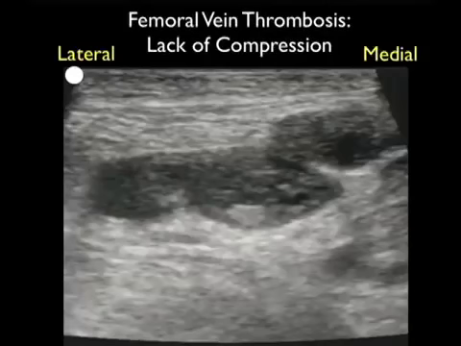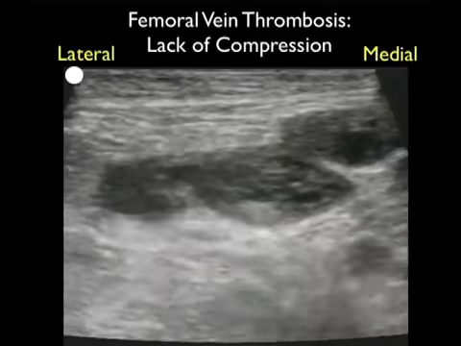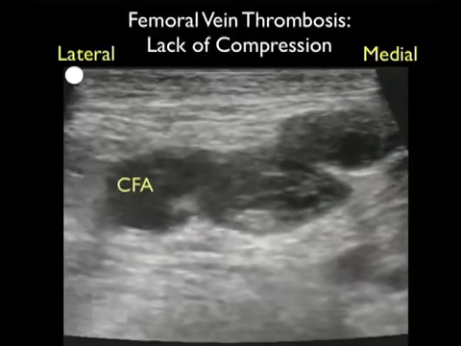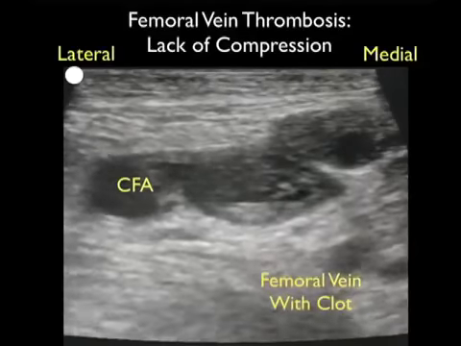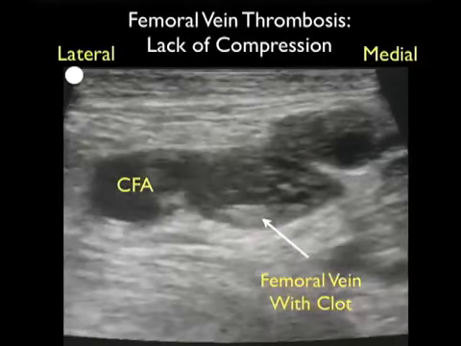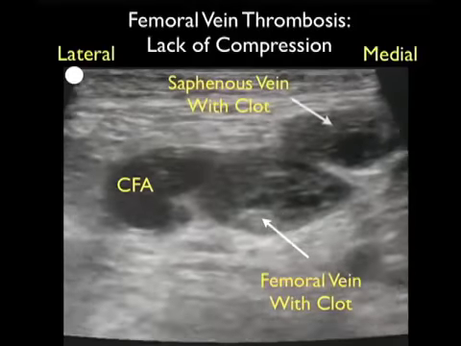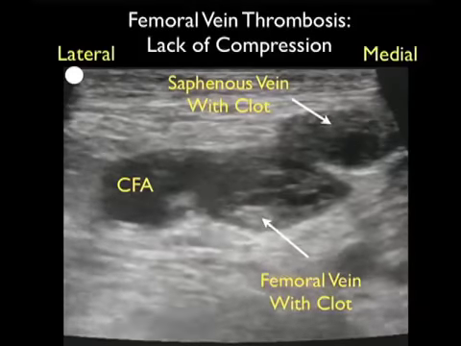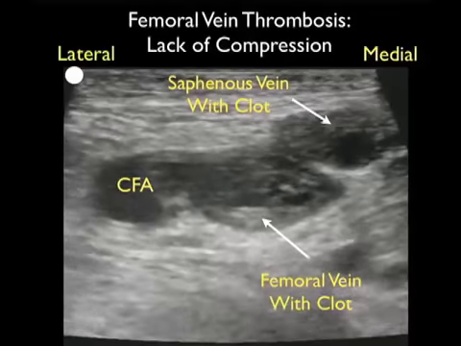This video clip was taken from a post-surgical patient with a painful swollen leg. We're applying compression down to the common femoral vessels, and we notice right away a positive finding within the femoral vein. We see here echogenic swirls of clot, and notice the failure of compression of the vein with probe pressure.